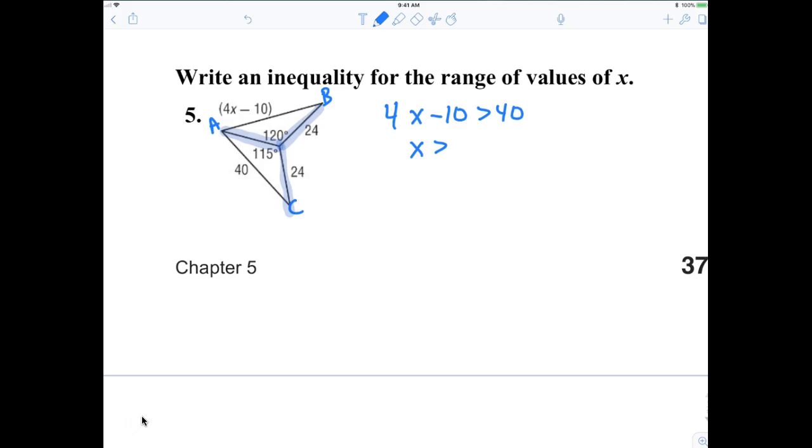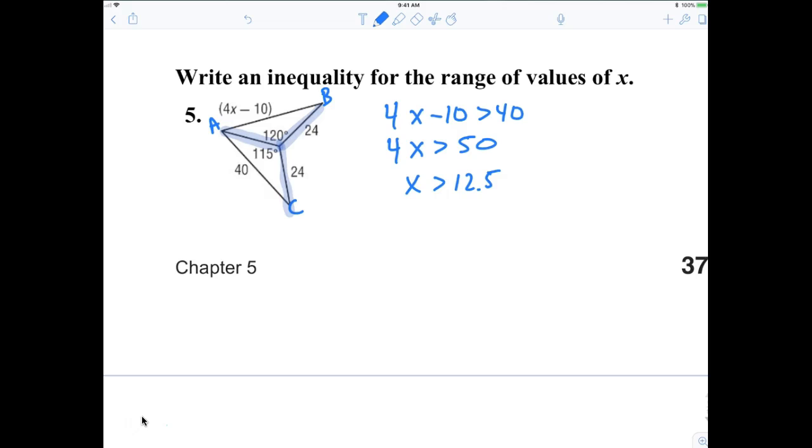I don't know how you got that. Somebody please help him. 4x minus 10 is greater than 40, so if we solve that, 4x is greater than 50, so x is greater than, I think, 12.5. Should I agree with that? X is greater than 12.5. That's kind of what they want you to know.